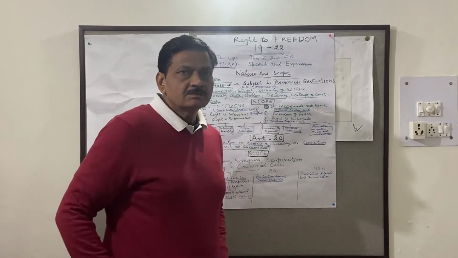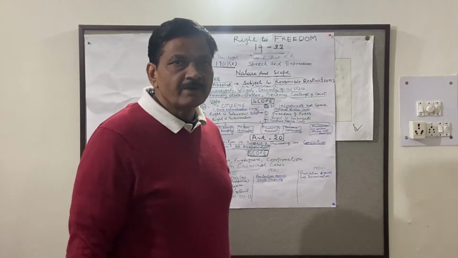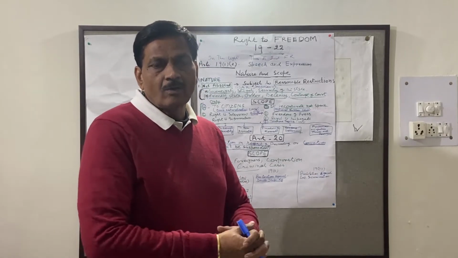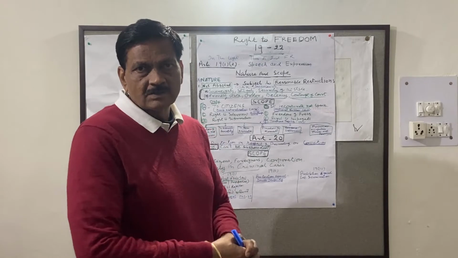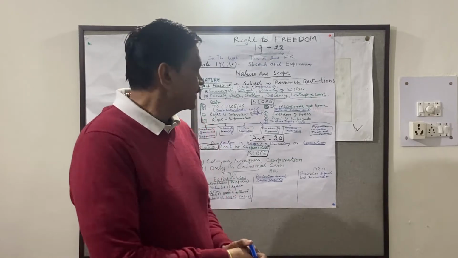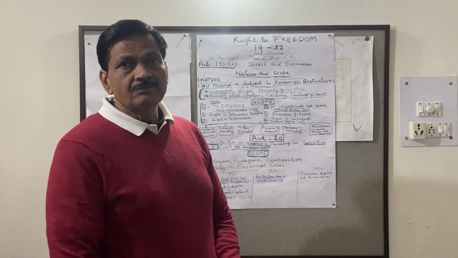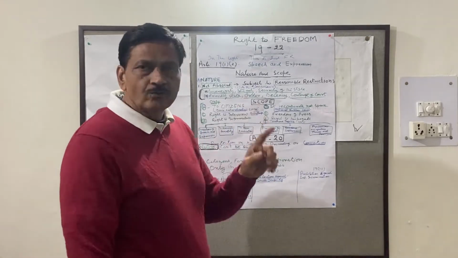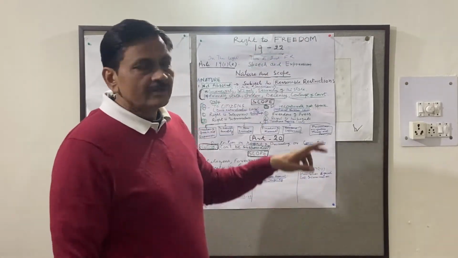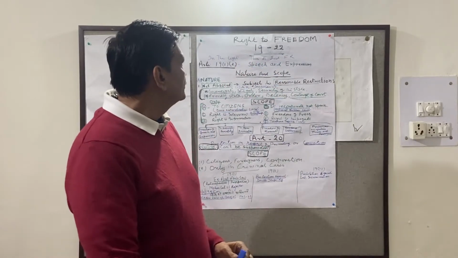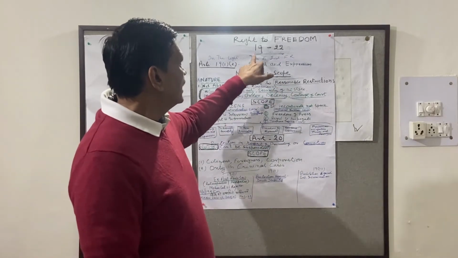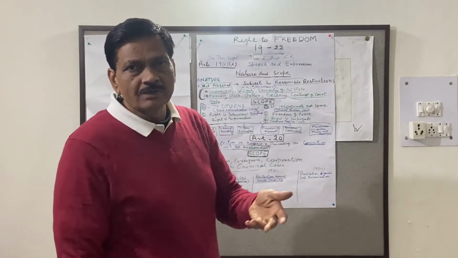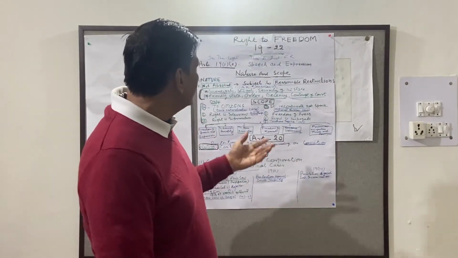Dear students, this is my third lecture on fundamental rights. The previous two lectures we devoted to the right to equality, that is our first fundamental right. And in this lecture, we will focus on the second fundamental right, that is the right to freedom. It is incorporated in our Constitution Part 3 from Article 19 to 22. Part 3, as we know, deals with fundamental rights.